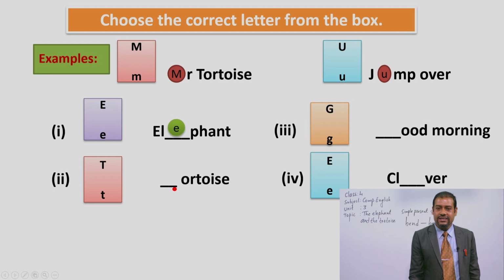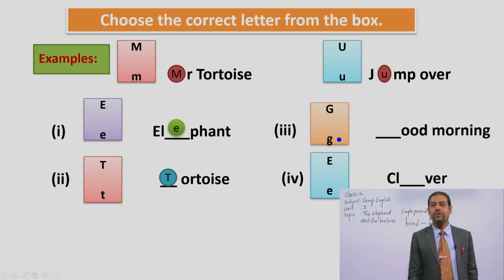Now number 2, T. Do you write capital letter T or small letter t? Yes, again you are right. Capital letter T, the starting of the word. Tortoise, tortoise. Please once again spell with me and pronounce it. Tortoise, tortoise. Very good.